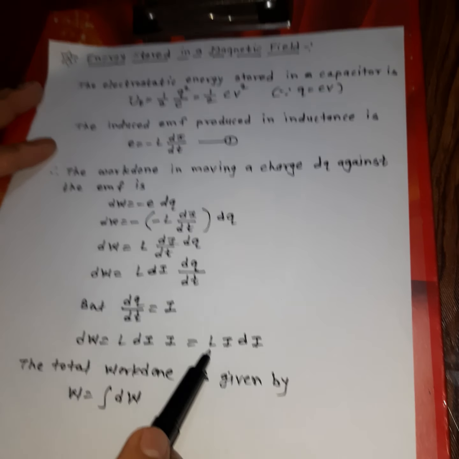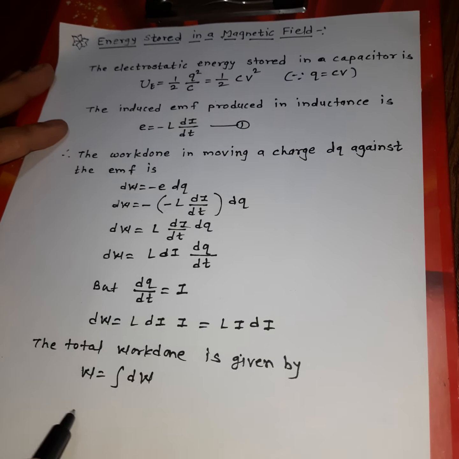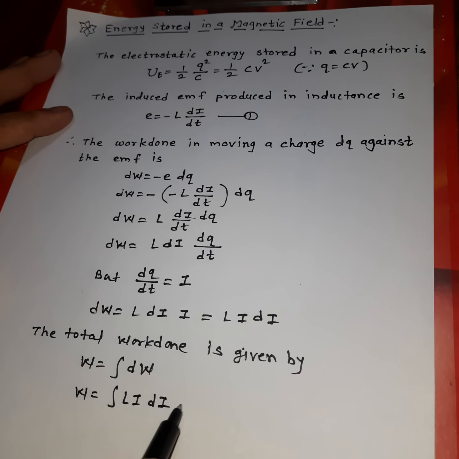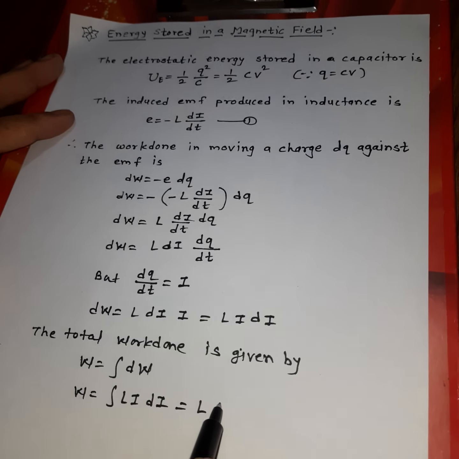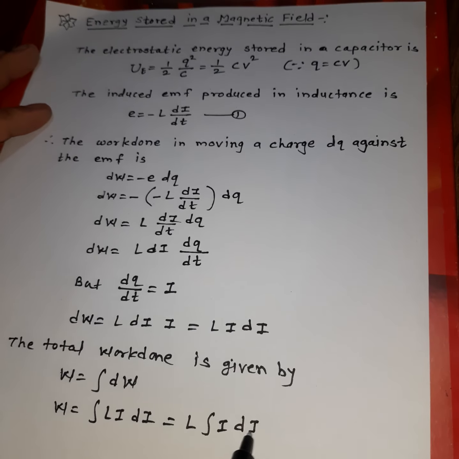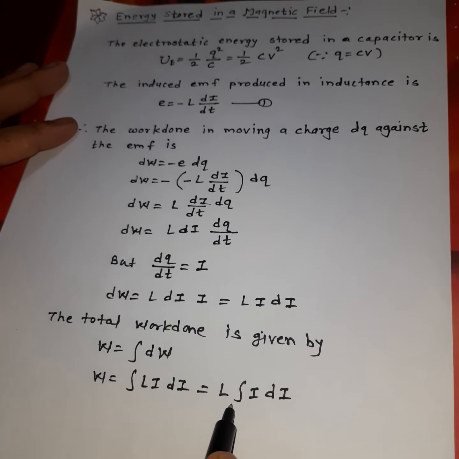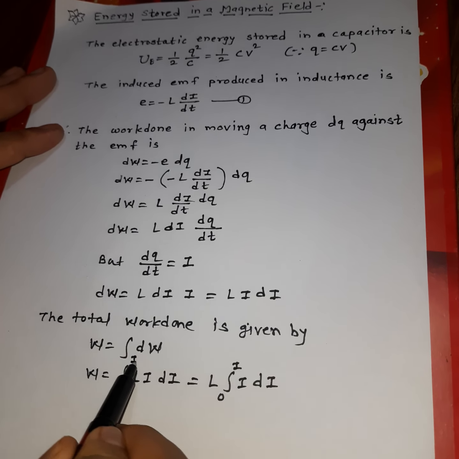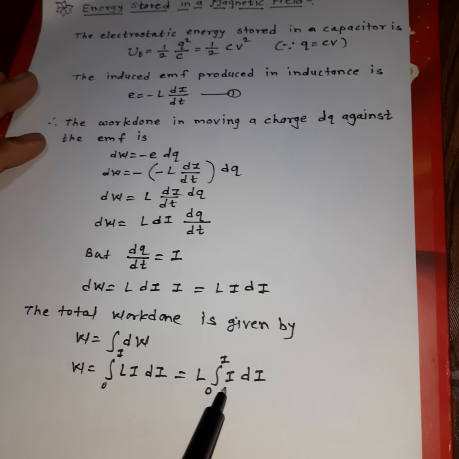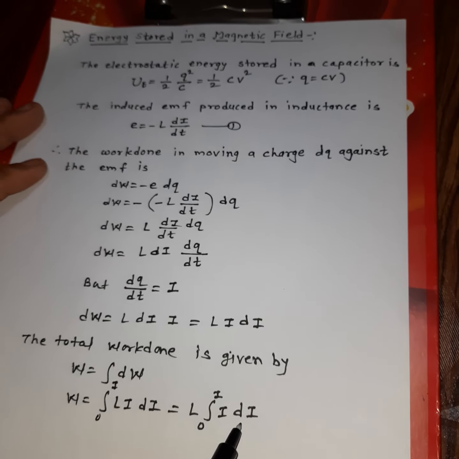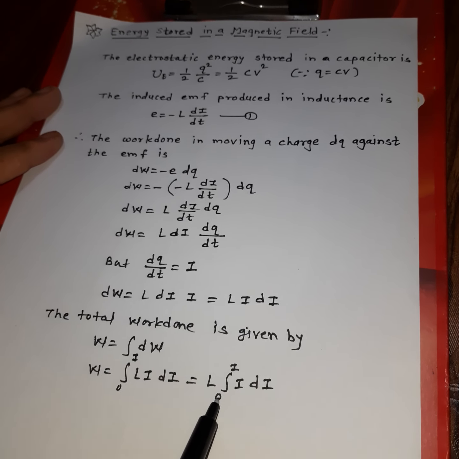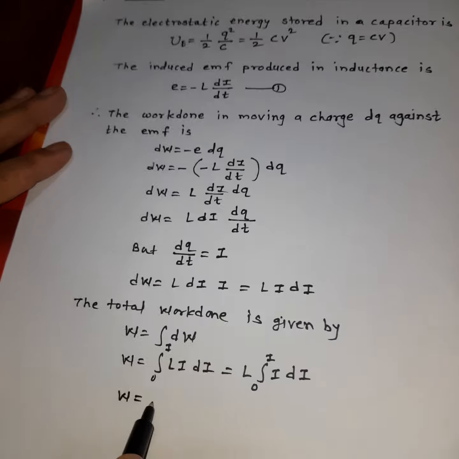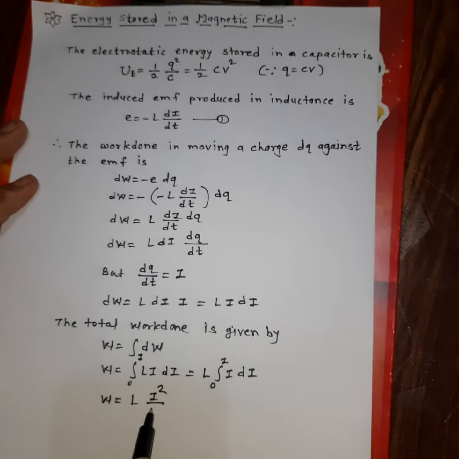What is the integration of dw? dw we know is L into I into di. Substitute here. So W is equal to integration of L into I into di. L is the constant, write it outside the integration. So integration of I into di, limits from 0 to I. Our minimum current is 0 and maximum current is I. So our limits are from 0 to I. The integration of x with respect to dx is x square by 2. Similarly, the integration of I with respect to di is also I square by 2. So L into I square by 2.